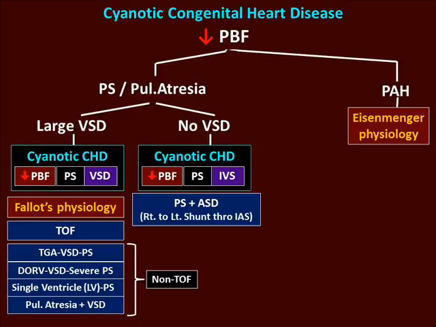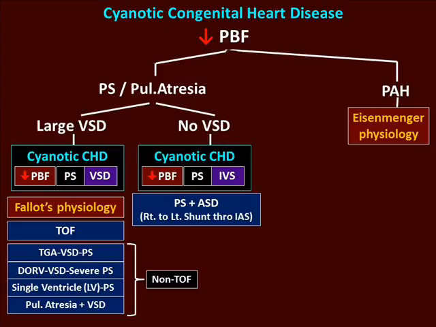The majority of these patients of cyanotic heart disease with decreased pulmonary blood flow is due to pulmonary stenosis, and they usually have a large unrestricted VSD. Now, this common combination of PS with large VSD in cyanotic congenital heart disease is referred to as Fallot's physiology. In these patients, cyanosis is due to right to left shunt through the VSD. Less commonly, cyanotic heart disease with decreased pulmonary blood flow is associated without a VSD and only PS. In these patients, cyanosis is due to right to left shunt at another level, that is at the atrial level through an ASD.